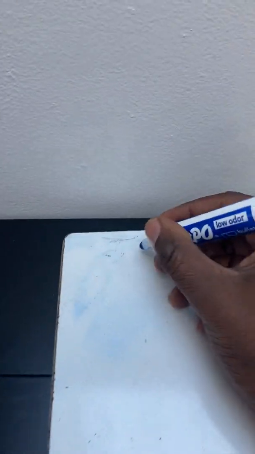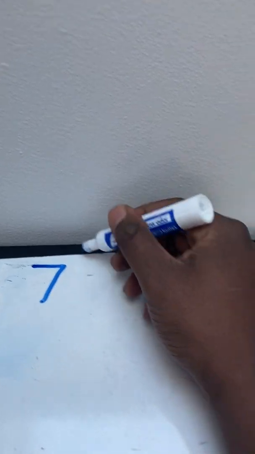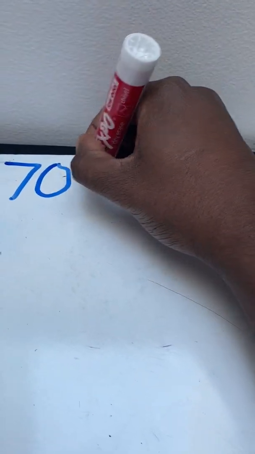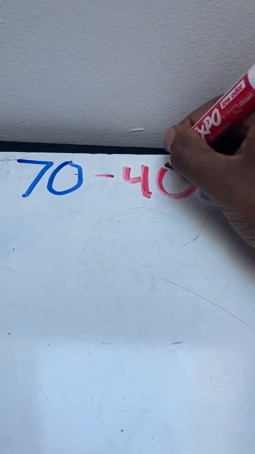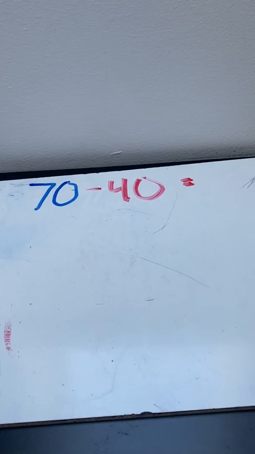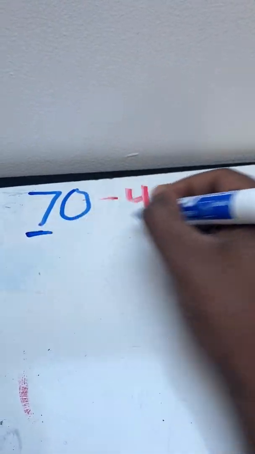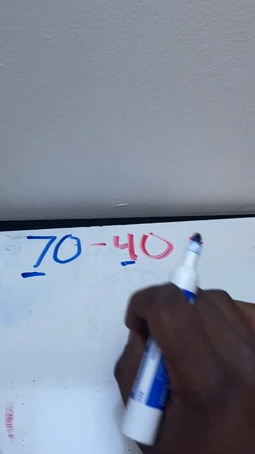All right. So let's start back with our 70. And I'm going to minus the same number. I'm going to minus 40. Then it equals something. So remember, first thing we got to do is we got to build our 7 tens, right? And we're taking our 4 tens away.